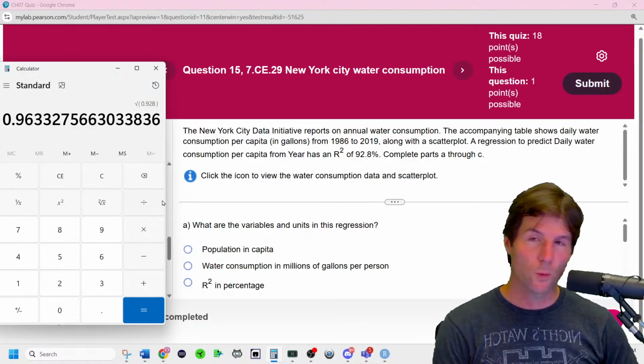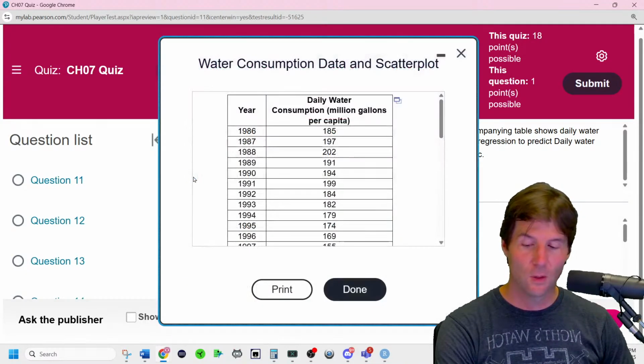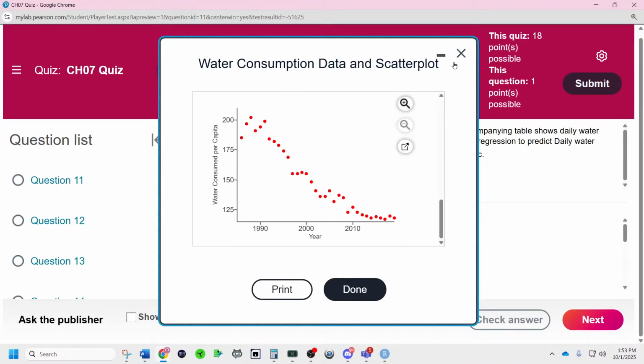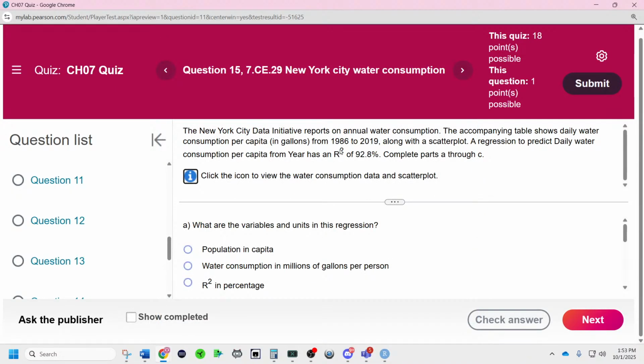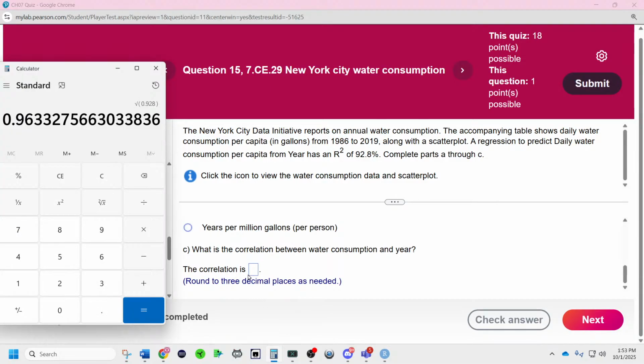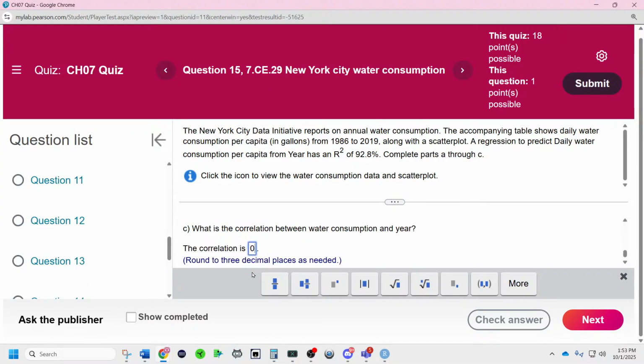But when you square root it, you have to know if it's positive or negative. So if you look down here, it is definitely a negative correlation, because square rooting R squared takes away the square and makes it back to correlation, which is 0.963.